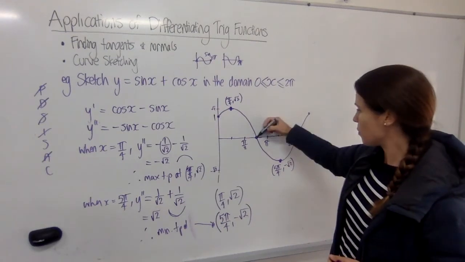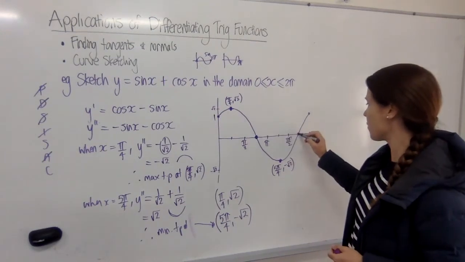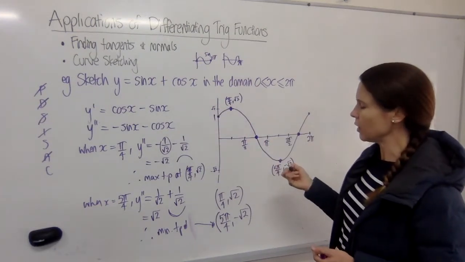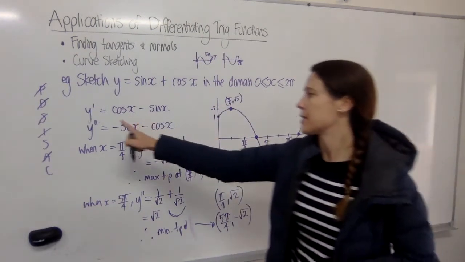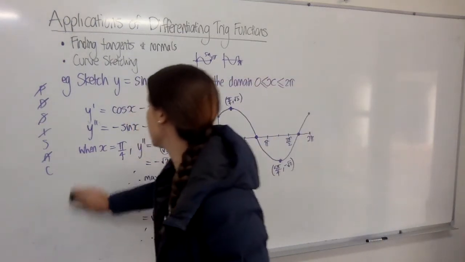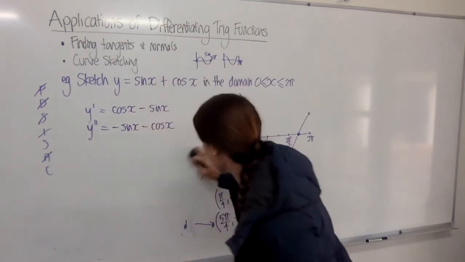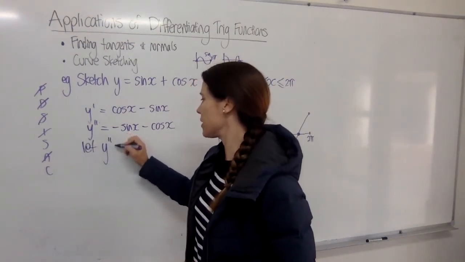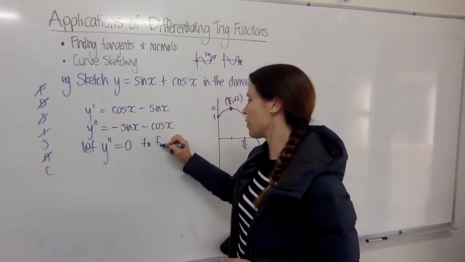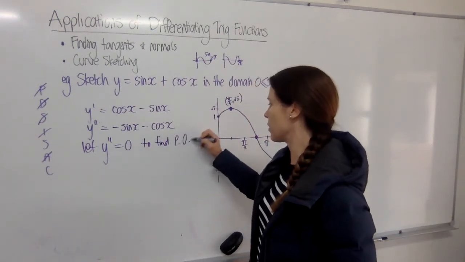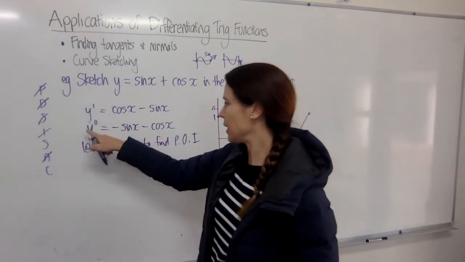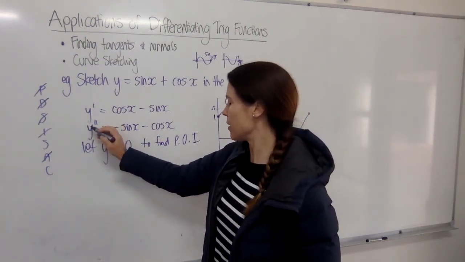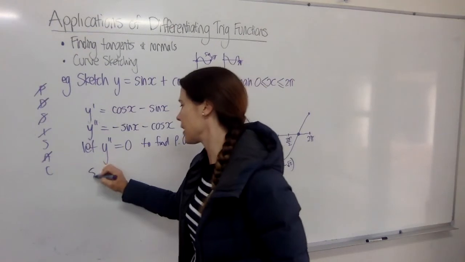We could also prove a point of inflection here and here if we wanted to, or if we were unsure what the shape was doing. To do that, we need to let the second derivative equal 0. So let's go ahead and do that so that we're being really thorough. Let's let y double dash equal 0 to find points of inflection. All right, if we're letting this equal 0, I can imagine the equation with a 0 there. First thing I might do is add sin x to both sides.